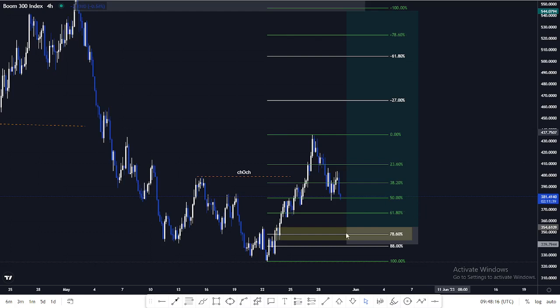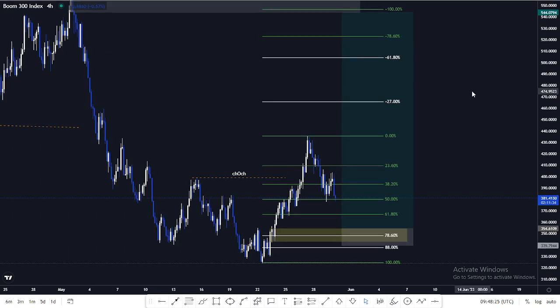So this is the entry point for the Boom 300 swing buys. This is the entry point. For Crash 300, we're simply waiting for this, while Boom 300 has already happened. So now we're just waiting for the market to come into the zone. Once it's in the zone, we get the change of character and pullback on the lower time frame, 15 minutes, 30 minutes, or even 1 hour. Once you get that, you enter your buy and hold all the way to that zone.